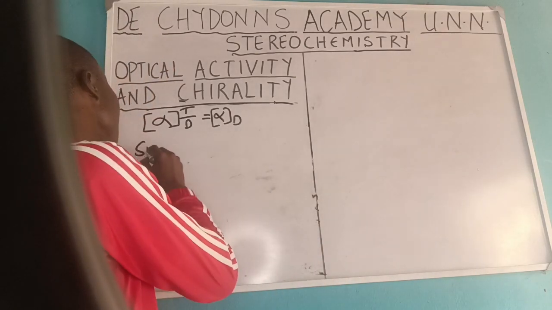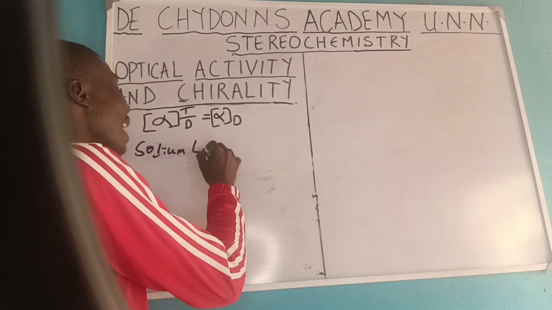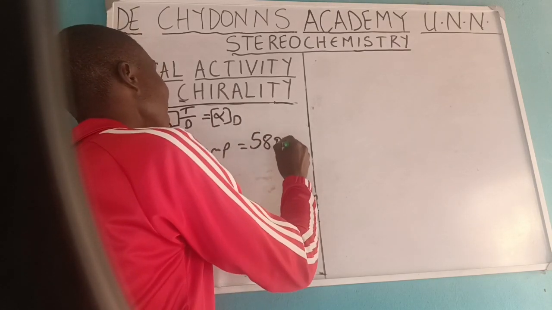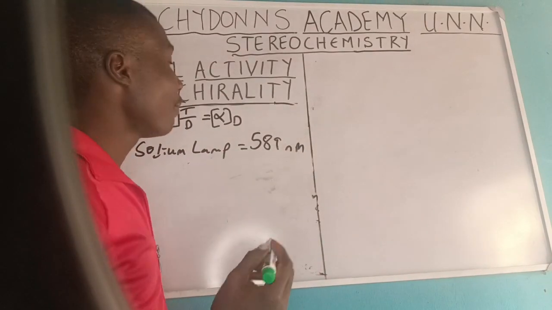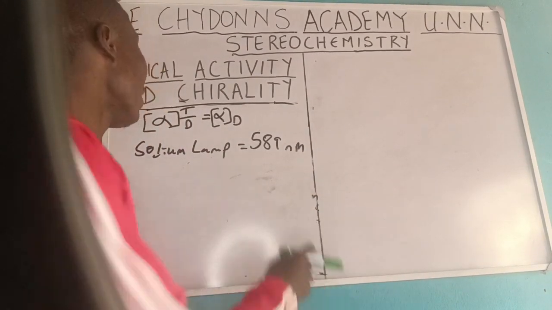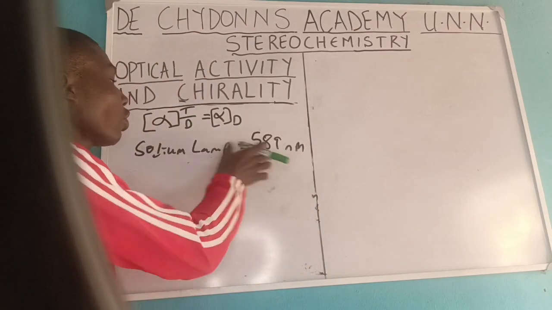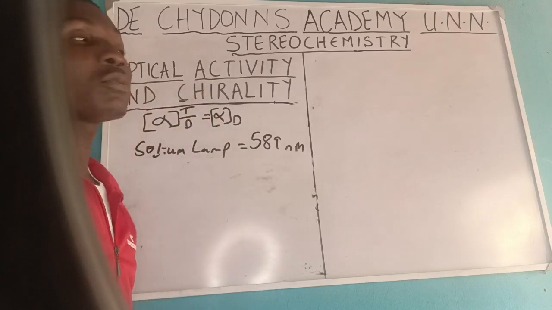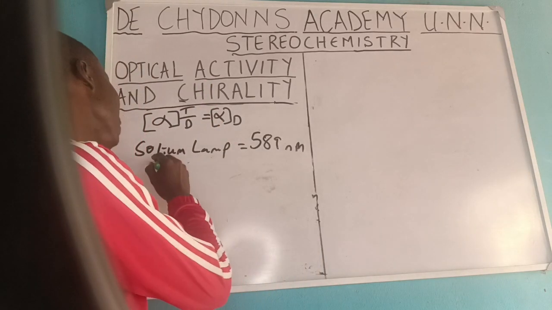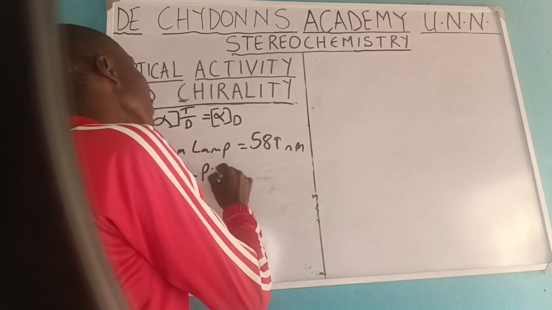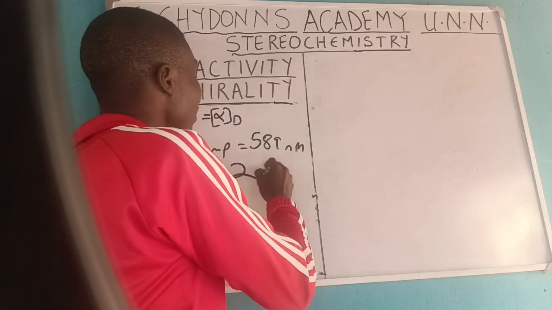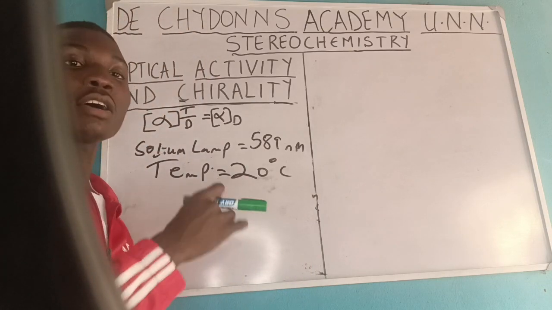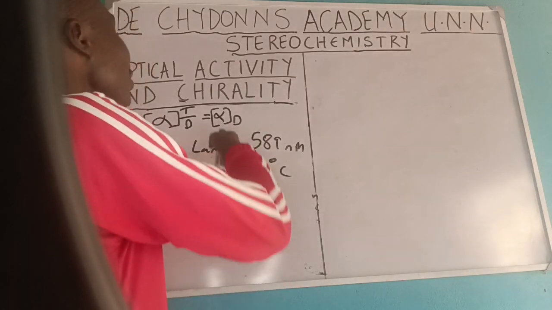Now sodium lamp light has a wavelength of 589 nanometers. It is that sodium lamp that is represented by the D. Now the T is the normal room temperature used for such measurements, and usually that is 20 degrees Celsius. So that's what we have if you measure the specific rotation of a compound using a sodium lamp at a temperature of 20 degrees.